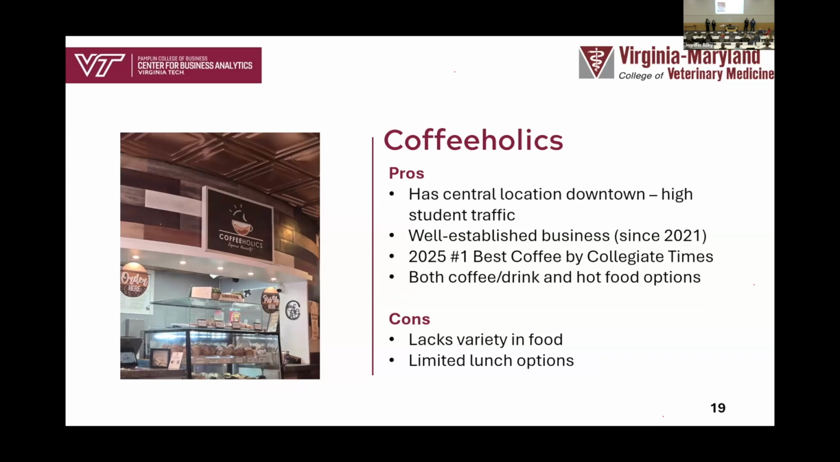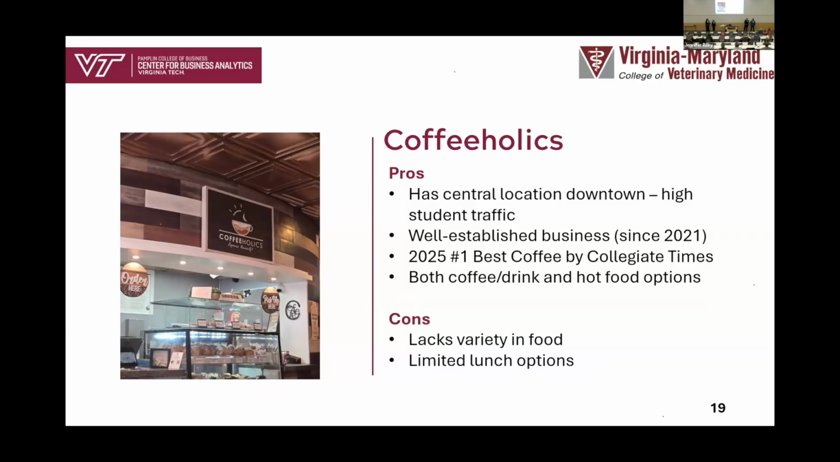Thank you, Jada. Here's some information on Coffeeholics, the primary food vendor that we recommend replacing Space Rabbit with. Coffeeholics is a coffee shop in downtown Blacksburg with a student truck. Coffeeholics was founded by Virginia Tech graduates and has a strong connection to campus culture. Coffeeholics was voted best coffee by Collegiate Times and offers drinks as well as hot food options.